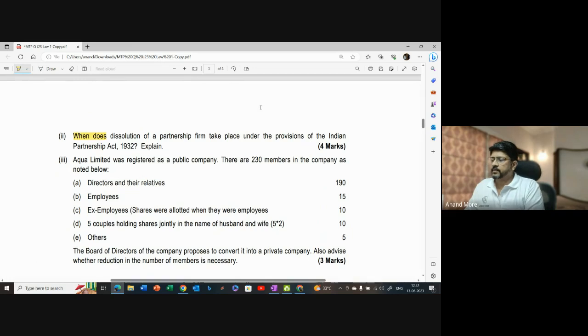Dissolution of partnership firm, you can specify upon completion of the contract, upon completion of the agreement, if the partnership is for a specific time period or specific purpose. In that case, upon completion of purpose or completion of time period, the partnership can be dissolved. If the partnership is at will, in that case, it can be dissolved by a notice by any single partner to all other partners about his intention to dissolve the partnership firm. Before writing these points, don't forget to write the point that dissolution of partnership is different from dissolution of firm.